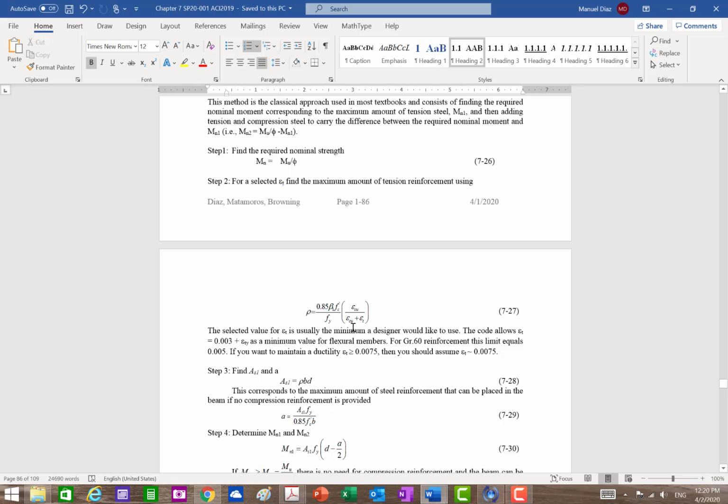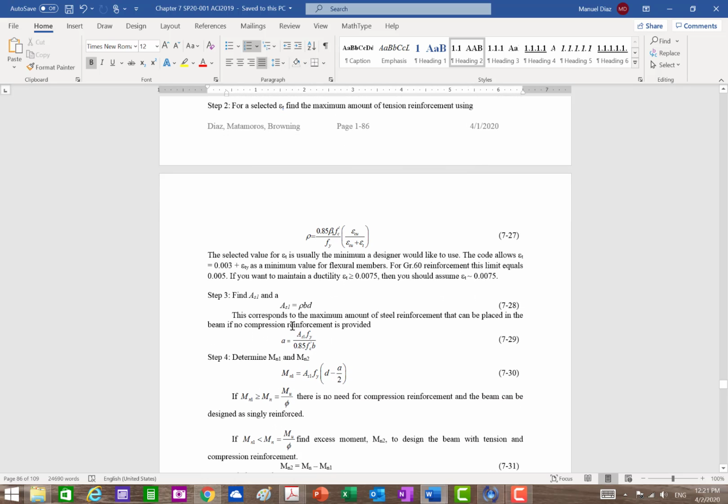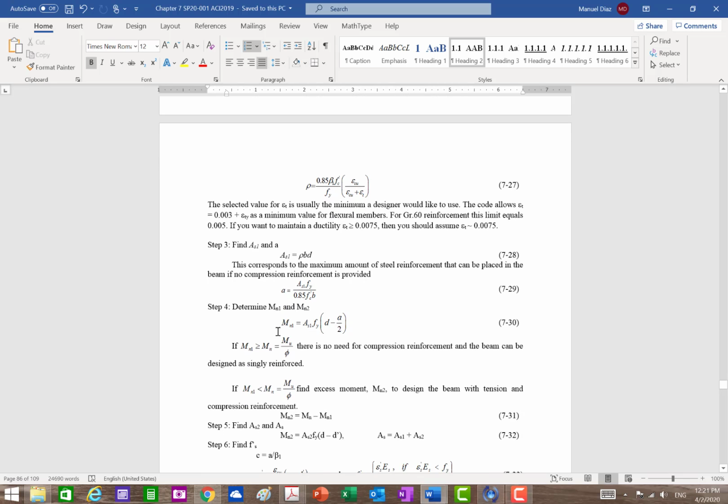And so you will have again to select an epsilon t, and in most cases that value is going to be your tension control value, because that will be the smallest section you can use. In some cases, people like to use 0.0075 in here, but you don't want to go below that height. But in most cases, this is going to be tension control. So that will give you the maximum that you can carry with your tension bars. So you follow your procedure, you find your area. This area is your tension area that you can use to carry this moment. That gives you a moment.